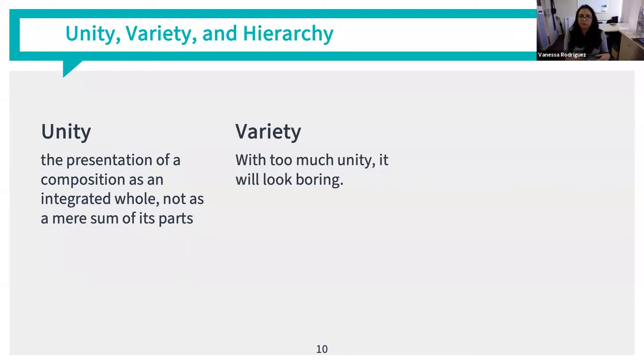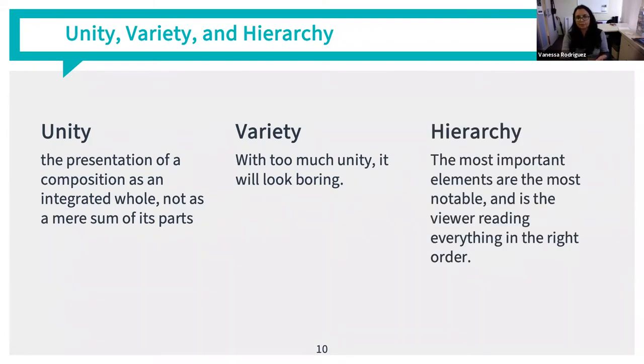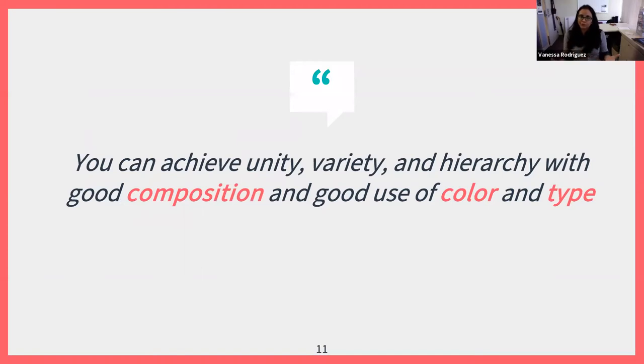Variety, because too much unity is a little bit boring, so you want obviously some elements to attract attention. And then hierarchy. When you're focusing on hierarchy, you want to make sure that all the elements that are the most important are the most noticeable, and that the viewer is looking at everything in the right order. And don't worry, I'm going to go through that. And you can achieve unity, variety, and hierarchy by using good composition, good color, and good type or typography.